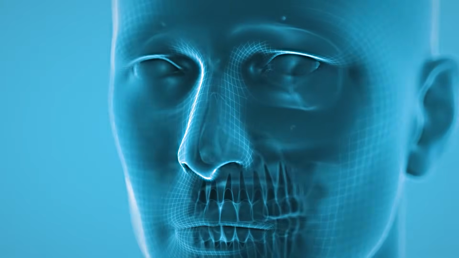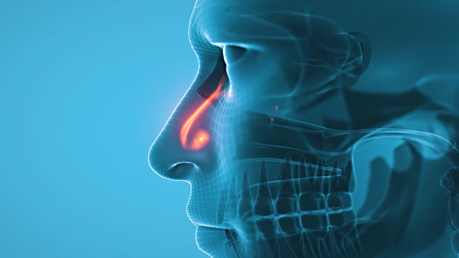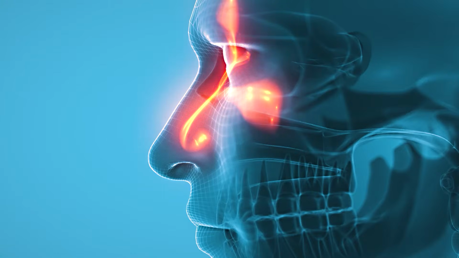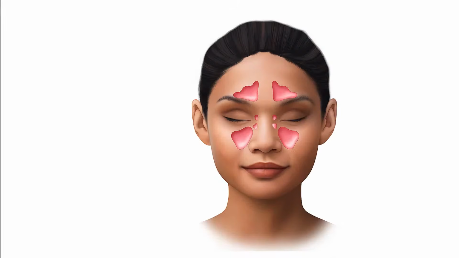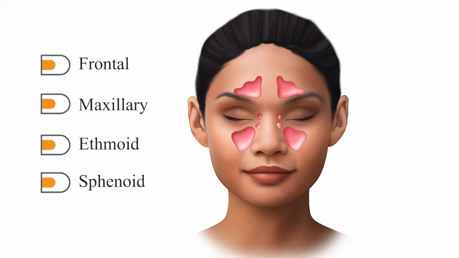The nasal cavity also contains small openings that connect to the paranasal sinuses. These are air-filled spaces in the bones of the skull that help reduce the weight of the head, produce mucus, and affect the sound of our voice. The sinuses include the frontal, maxillary, ethmoid, and sphenoid sinuses.